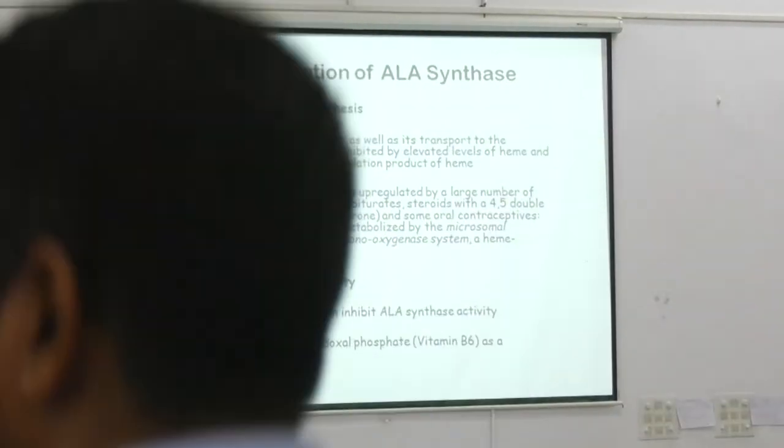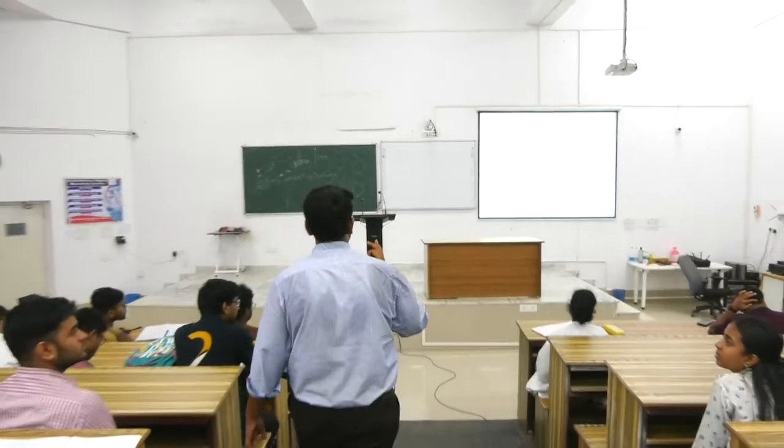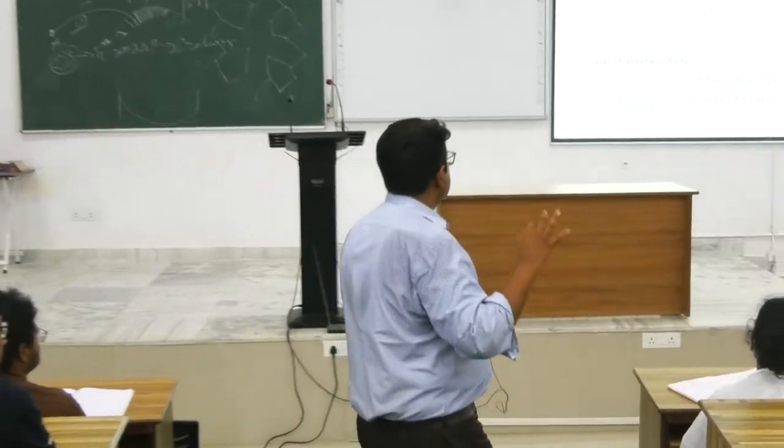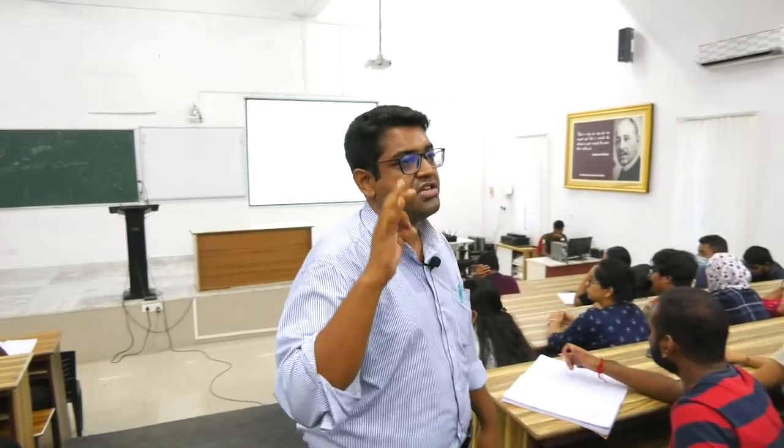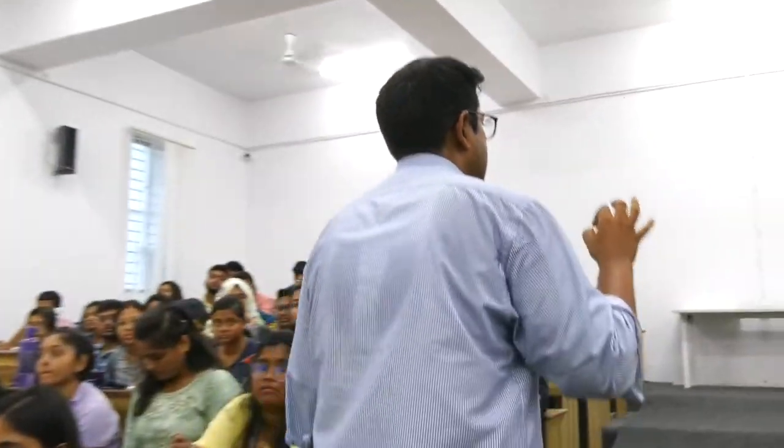But the most important thing is heme. That is the most important of all allosteric modification and regulation of heme synthesis. The amount of heme produced will regulate the speed of ALA synthetase. Okay. Next slide.